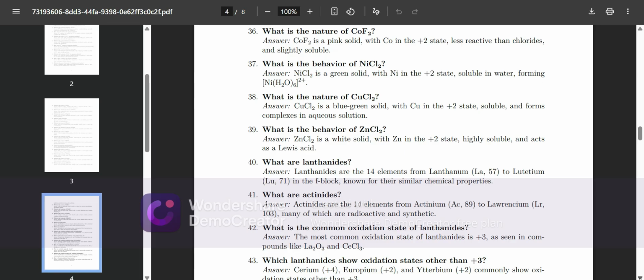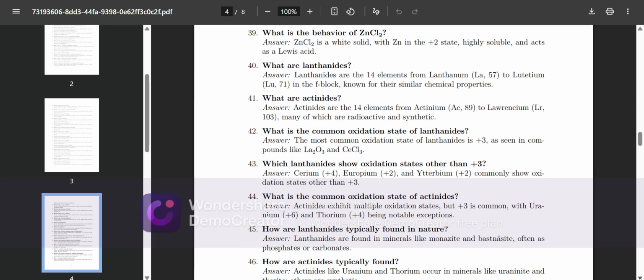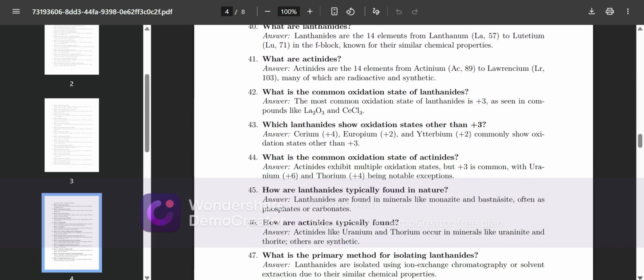from lanthanum to lutetium in the f block, known for their similar chemical properties. What are actinides? Actinides are the 14 elements from actinium, 89, to lawrencium, Lr, 103, many of which are radioactive and synthetic.